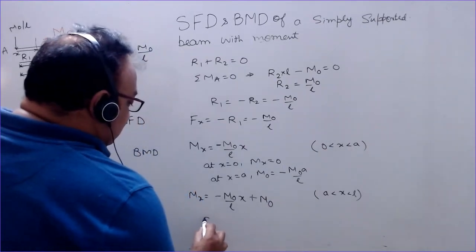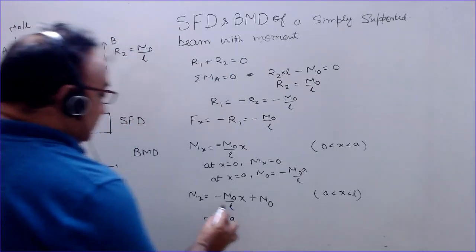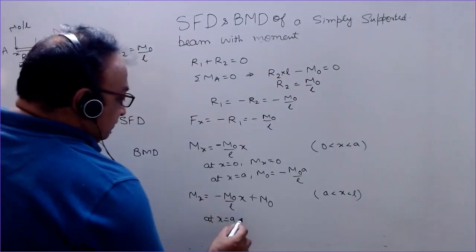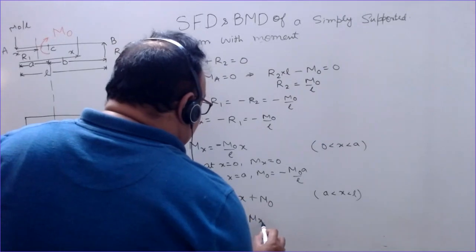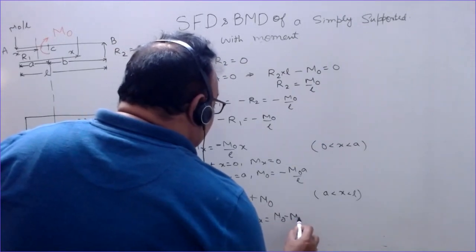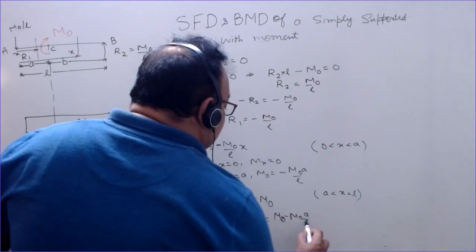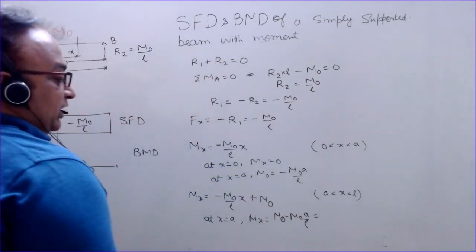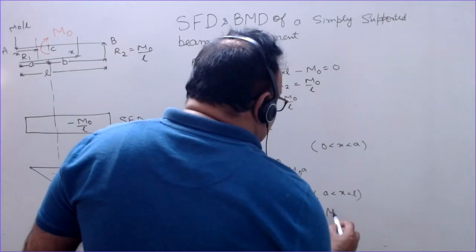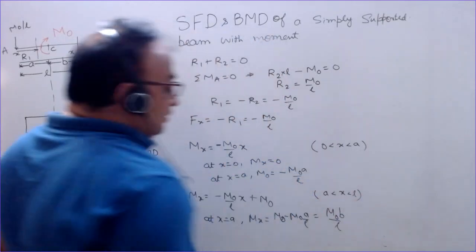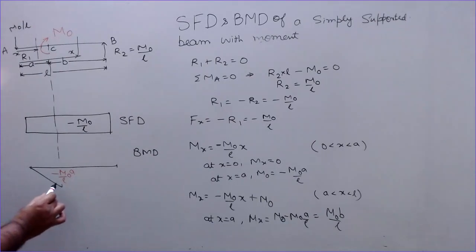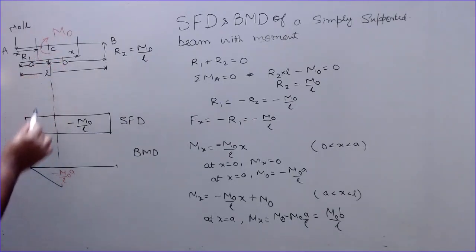Now at x equal to a, now this starts from x equal to a, so at x equal to a it is M naught minus M naught a by L. So I will get this, putting L equal to a plus b, as M naught b divided by L. So here the bending moment is positive, whereas at this point for the previous section it was negative. Why does it so happen? This is because a moment is acting at this point, and the change in magnitude of bending moment is equal to the moment acting here.